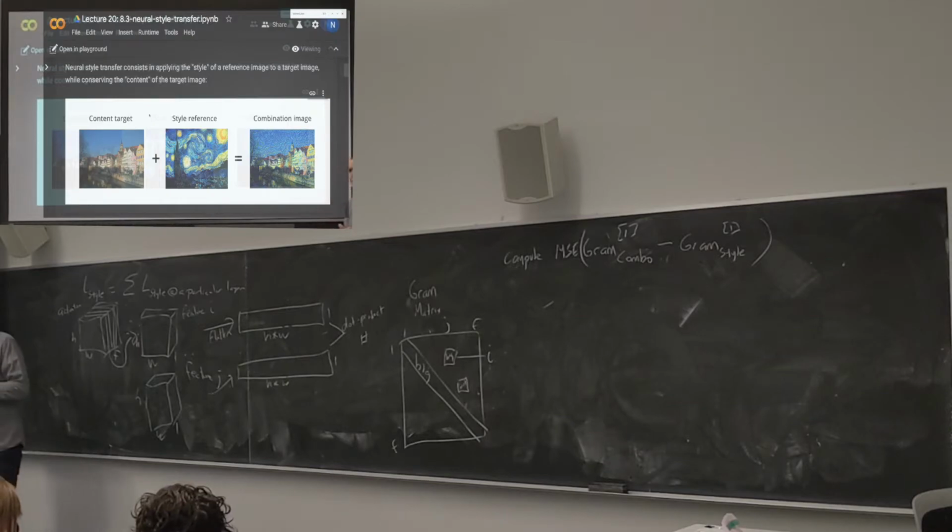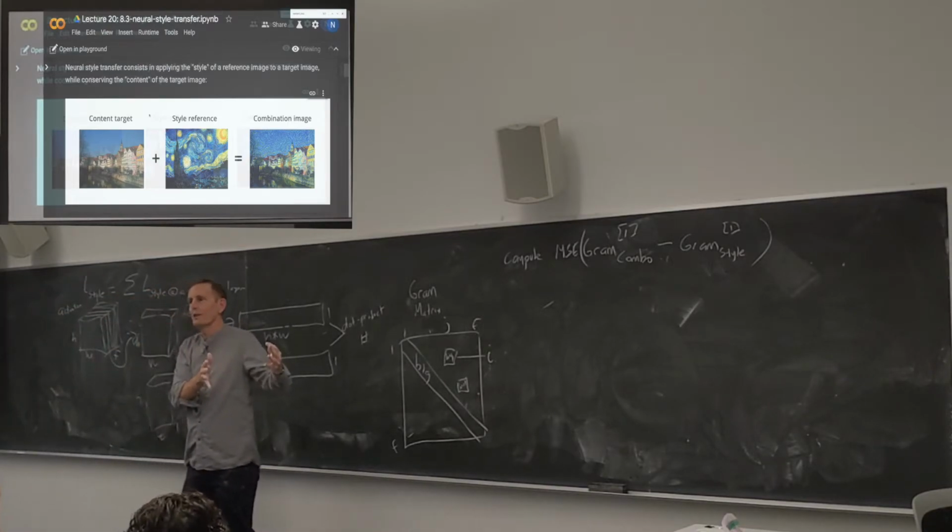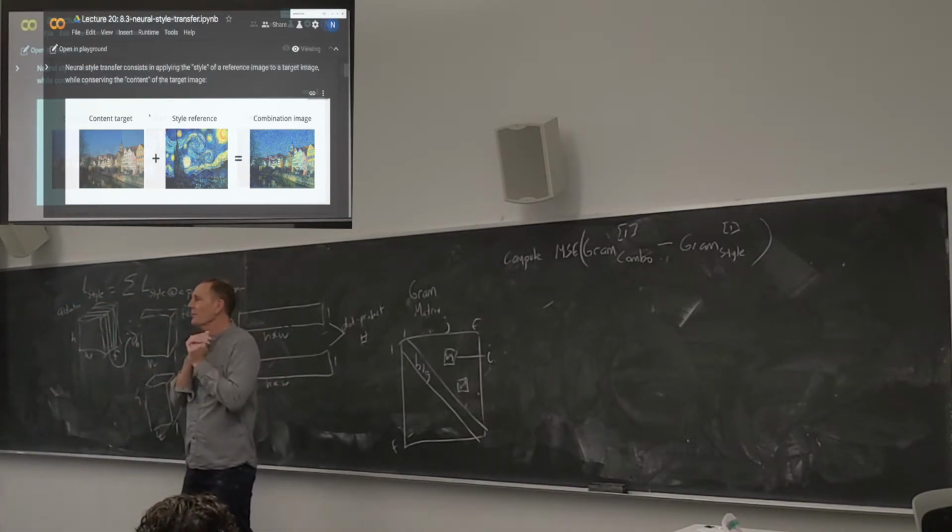Does that make sense? We do that for the first layer, and we do it for like 3 or 4 other layers down the line. We sum them all up. That's our style loss. We already saw our content loss.